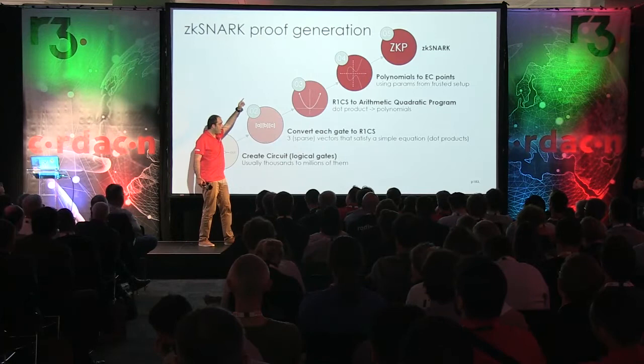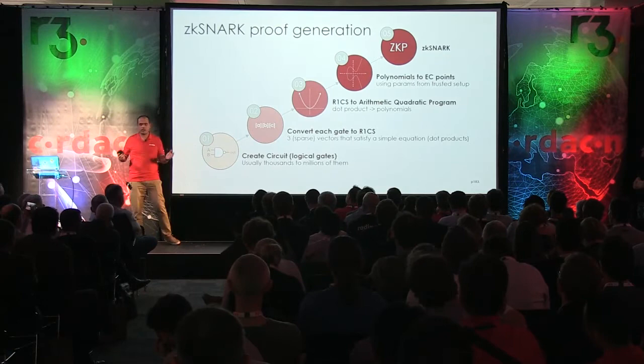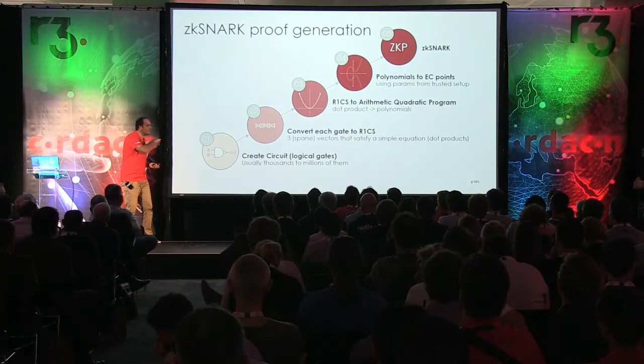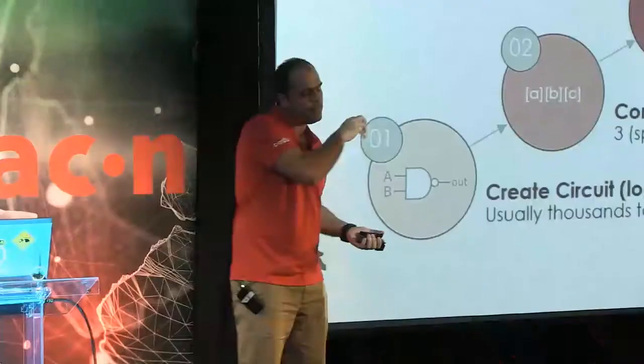And after you go to the arithmetic quadratic program, you go to the elliptic curve encryption using bilinear pairings, and then you have the ZK snark. This is something just to understand that there is a process of almost five steps, and that's why it's very complex.